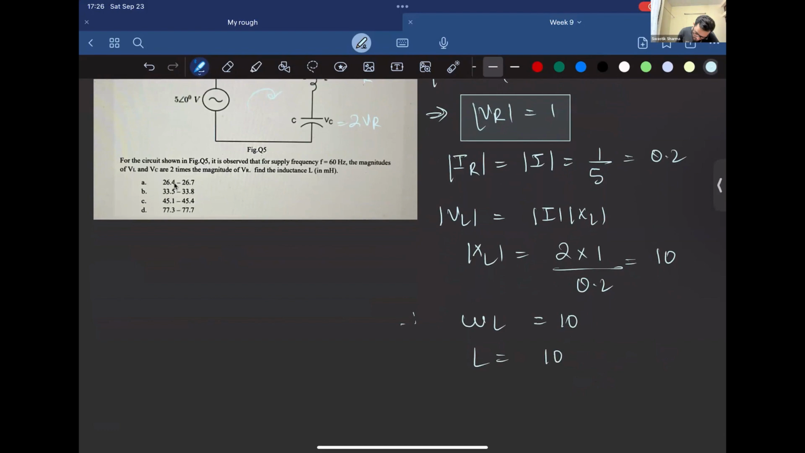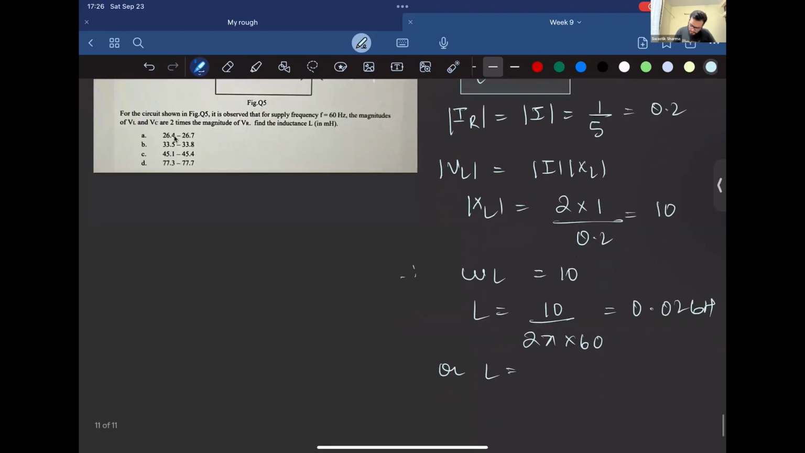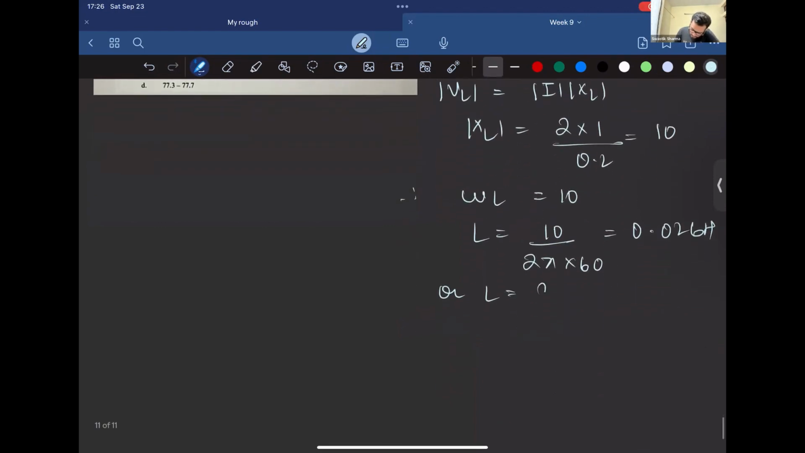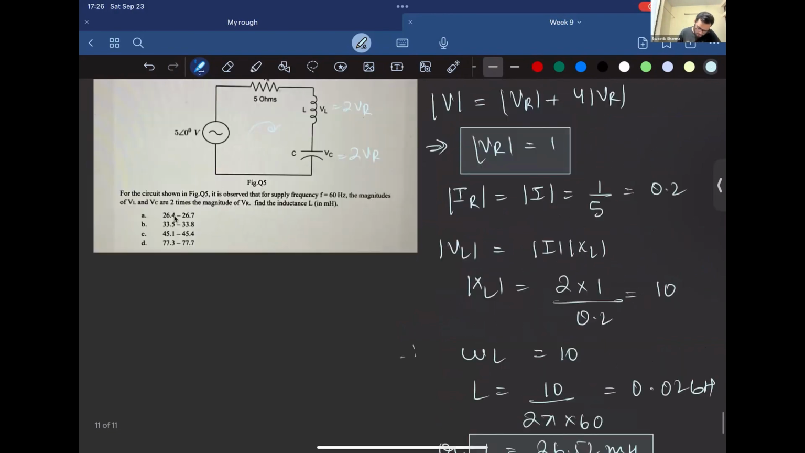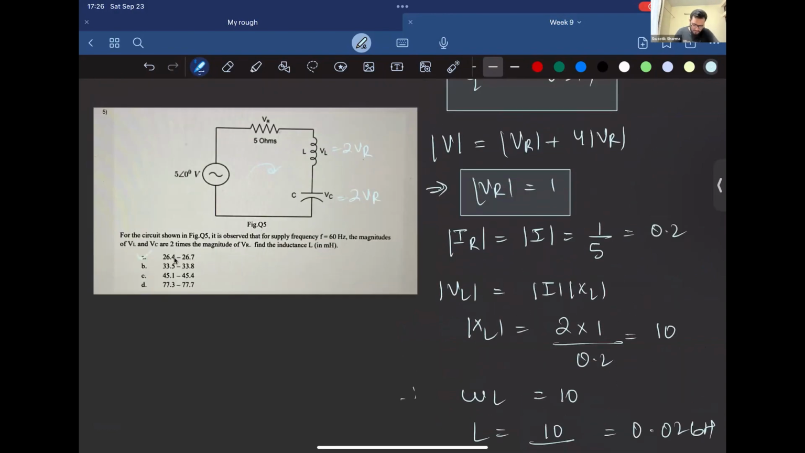L is what? 10 upon 2 pi into 60. So what is it? Or in millihenries, it would be 26.52. So A part is correct.